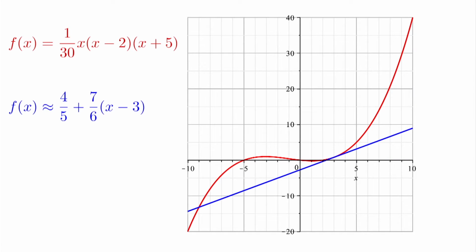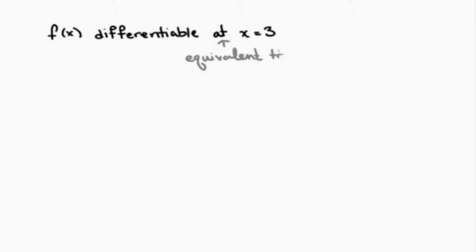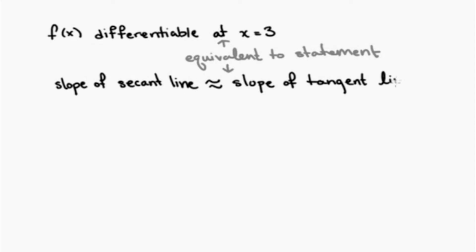Let's give a mathematical justification that the tangent line is a good approximation. Our function is differentiable at a point, say x equals 3. This is equivalent to the statement that when x is near 3, the slope of the secant line is approximately equal to the slope of the tangent line.